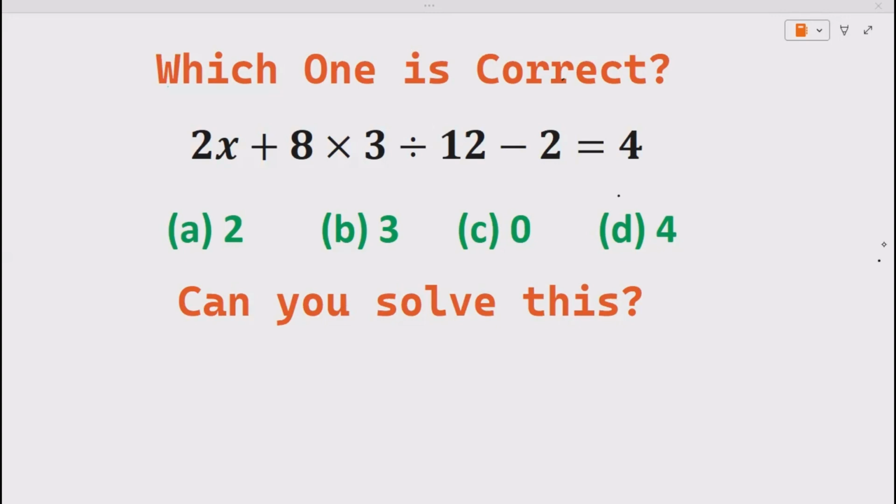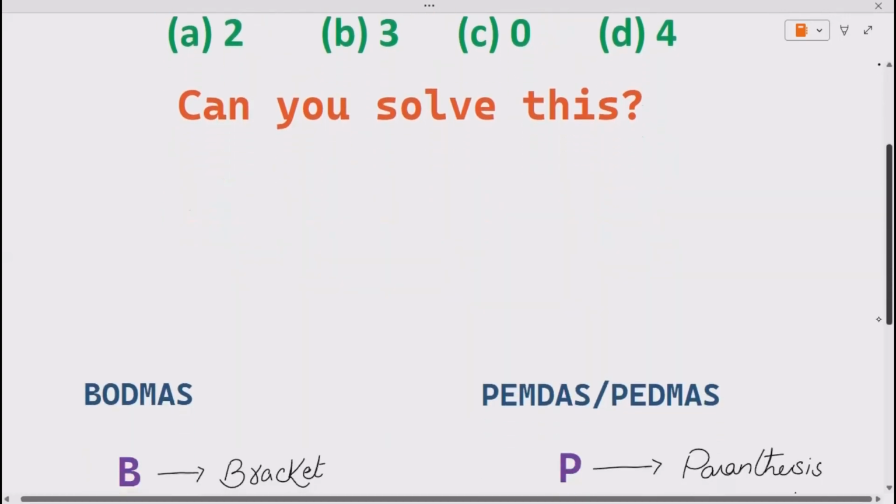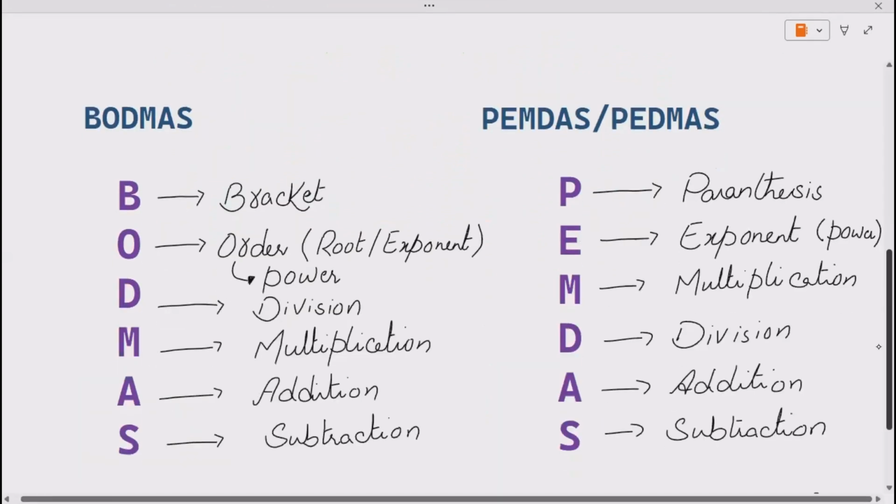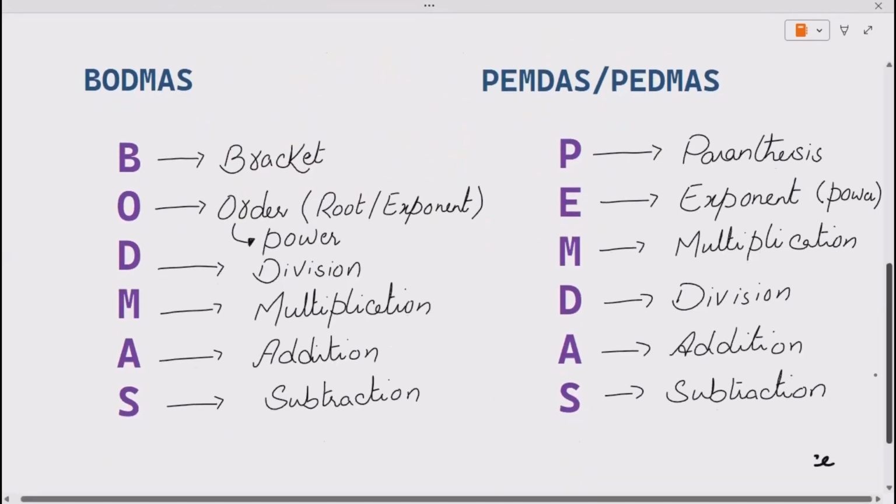The rule of solving any arithmetic equation or expression in mathematics, I am sure you have already heard this one, and if not, you can learn it in this video. The rule to solve any arithmetic expression or equation is these two. Actually, these two are the same rules. The only difference is the labeling or naming convention. Let's see what these rules are and how we can use them.